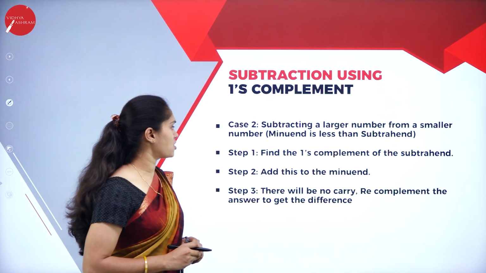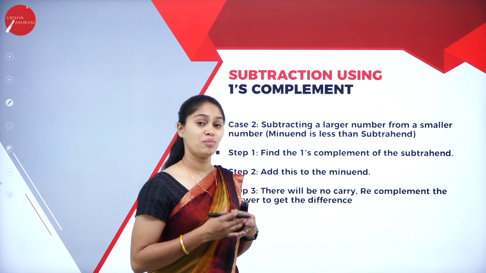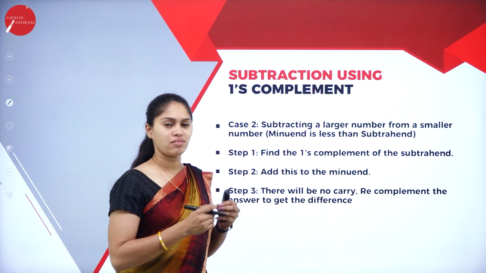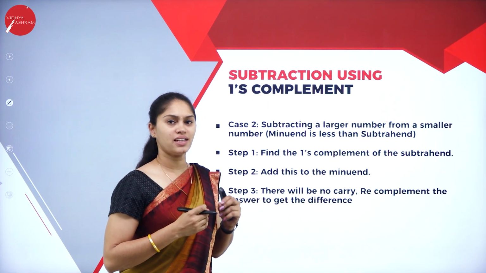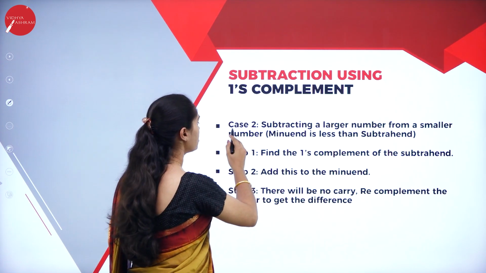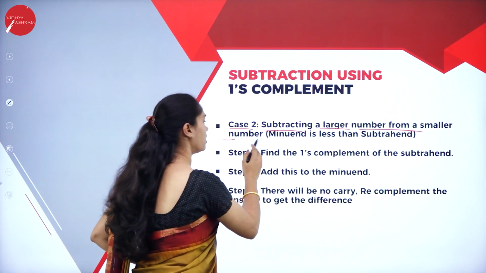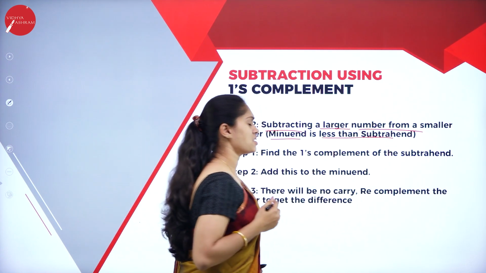So now we'll see case 2. What was case 1? There the minuend is greater than the subtrahend. But what if the lower number is greater than the upper number? Then that will be case 2. Okay, so case 2 is subtracting a larger number from a smaller number, that is, the minuend is lesser than the subtrahend.